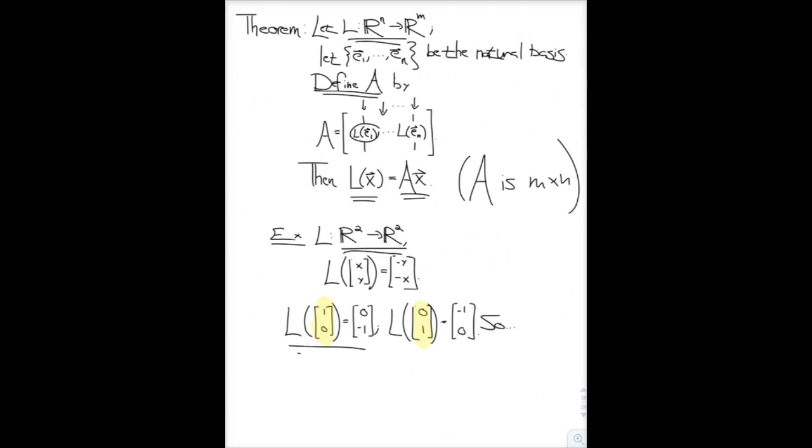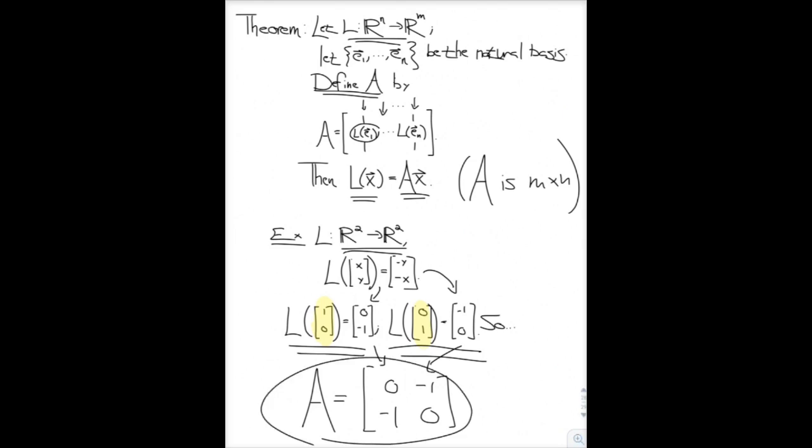And then we evaluate L at each one of those standard basis vectors. So L of (1, 0), applying the definition, gives us (0, -1). L of (0, 1), applying the definition, gives us (-1, 0). Make sure you verify that for yourself. And so now we can build the matrix A. It is simply built by taking L evaluated at the first basis vector and sticking that in as a column, and L evaluated at the second basis vector and sticking that in as a column. So here it is: A is equal to [0, -1; -1, 0].